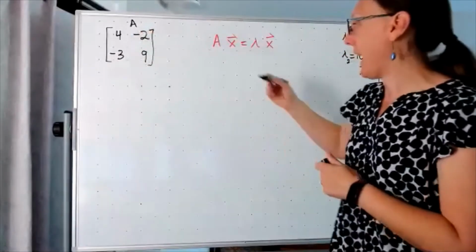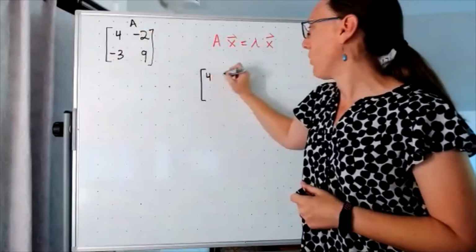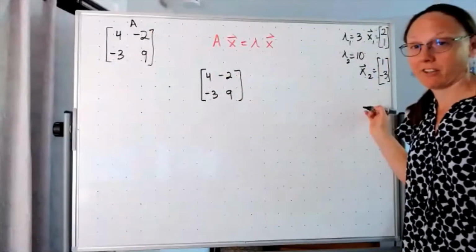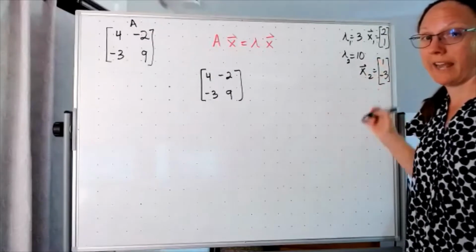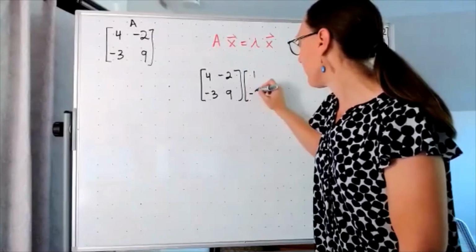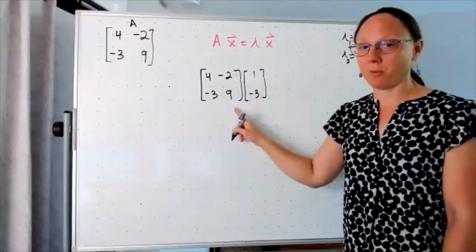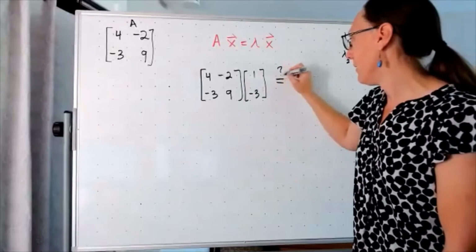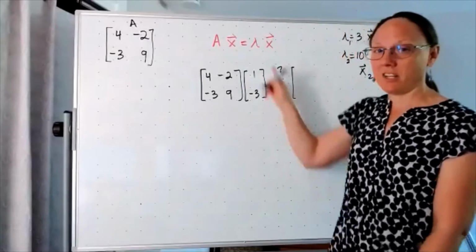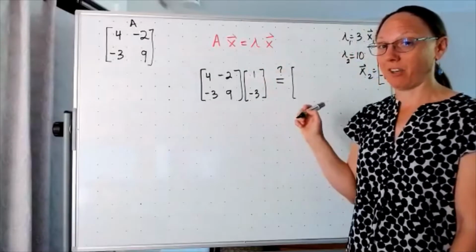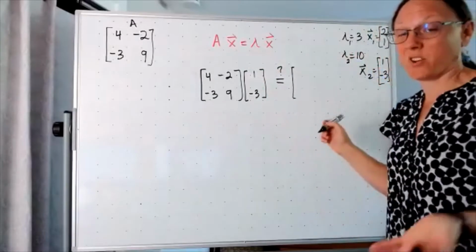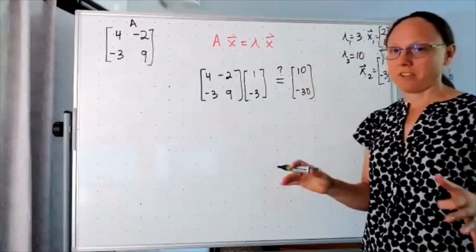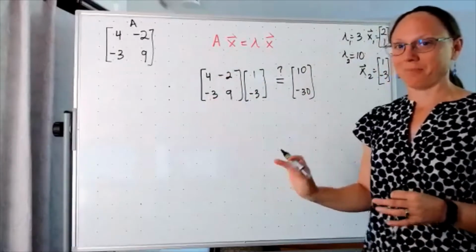I'm going to take this matrix A, 4, -2, -3, 9, and I'm going to multiply it by one of these eigenvectors. I'm going to choose the eigenvector 1, -3. I'm going to do the matrix multiplication out on that side, but I already know what the answer should be. I need that answer to be the lambda times the eigenvector, meaning I know that the answer I should get is 10, -30. You don't have to take my word for it. Let's actually multiply this out.